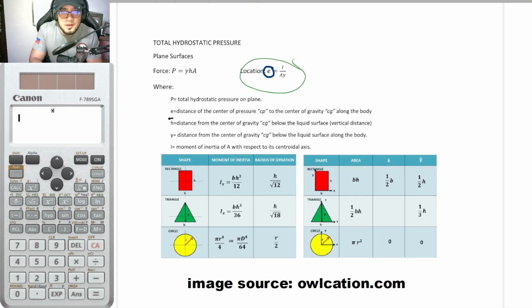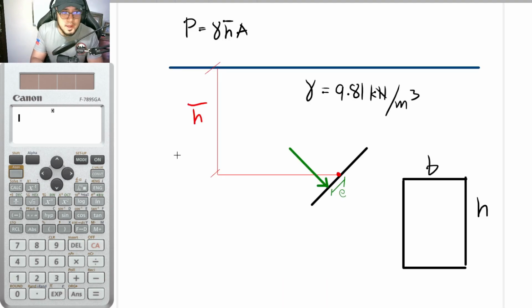Thus, as for our eccentricity E, it is given by the equation: the moment of inertia divided by the area of the plate times bar Y. Take note, this should be bar Y and not bar H. As for their differences, if you go back here, bar H is the vertical distance from the top of the fluid up until the center. So it must be vertical.